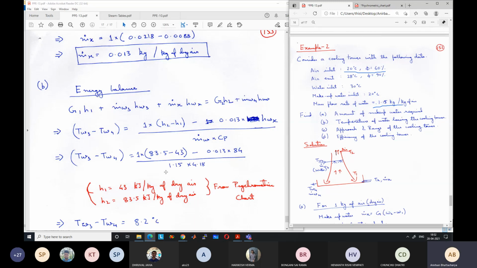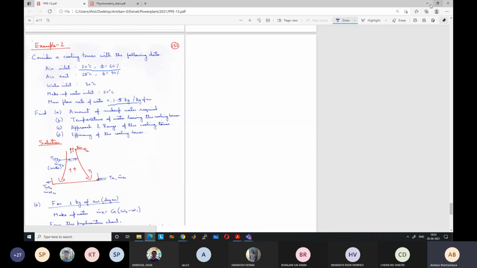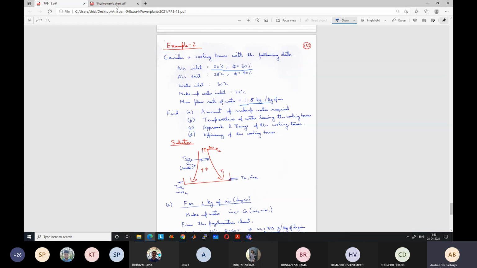What are H2 and H1? HWX at 20 degrees centigrade can either be taken from the chart, or you can just assume it is equal to 4.2 into 20 if the reference state is 0. Based on that, it comes out as 84 kilojoule per kg. This value is very small anyway, so some small approximation here won't matter much. The main contribution comes from here. So we have to find H2 and H1. H1 is the enthalpy at state 1. We have already located state 1 in our diagram. So let us find the enthalpy at this state.